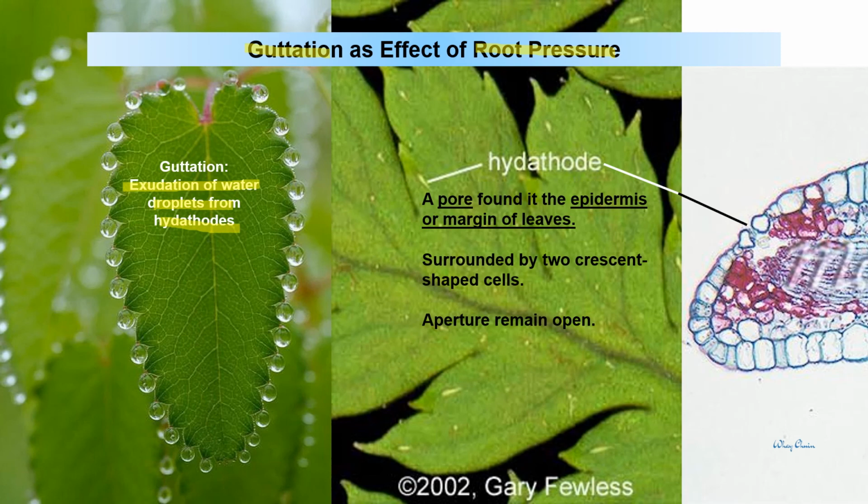So, hydathode is actually the pore that can be found at the epidermis or margin of the leaf. Di bahagian daun ada pembukaan yang dipanggil sebagai hydathode, and it is surrounded by two crescent-shaped cells which remain open. Maksudnya, perbezaan yang paling utama antara hydathode dengan stomata ialah hydathode adalah liang yang selalu buka, manakala stomata adalah liang pada bahagian daun yang boleh buka dan tutup berdasarkan potassium ion mechanism.